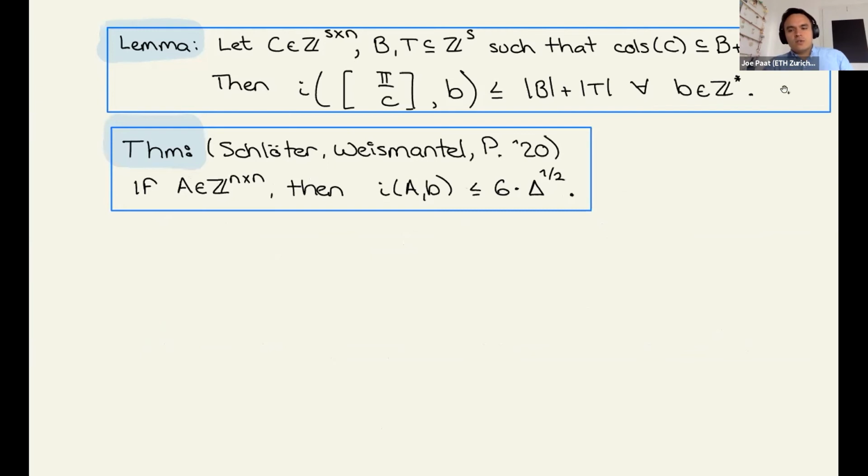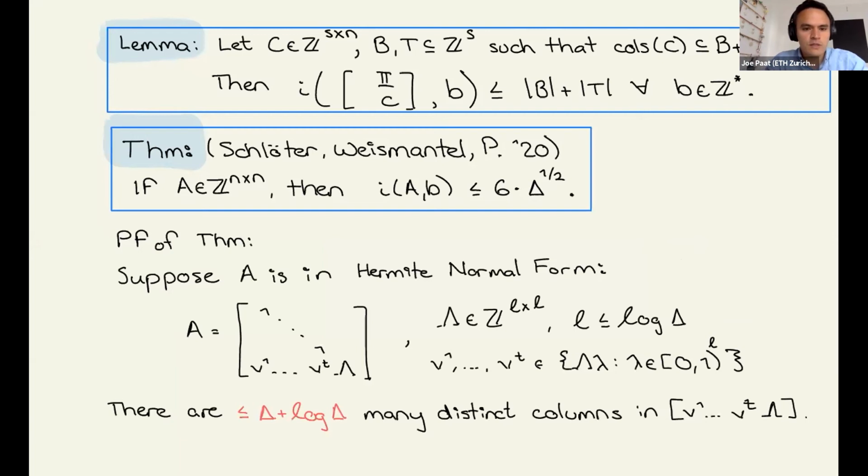Okay, but just to keep pushing forward, we can use this lemma to prove the following result. This is sort of a simple case. Suppose our IP has just a square constraint matrix. Okay, so A is n by n. Well then, for any choice of B, we only need square root of delta many integrality constraints. Okay, so why is this the case? Just to quickly run through it.